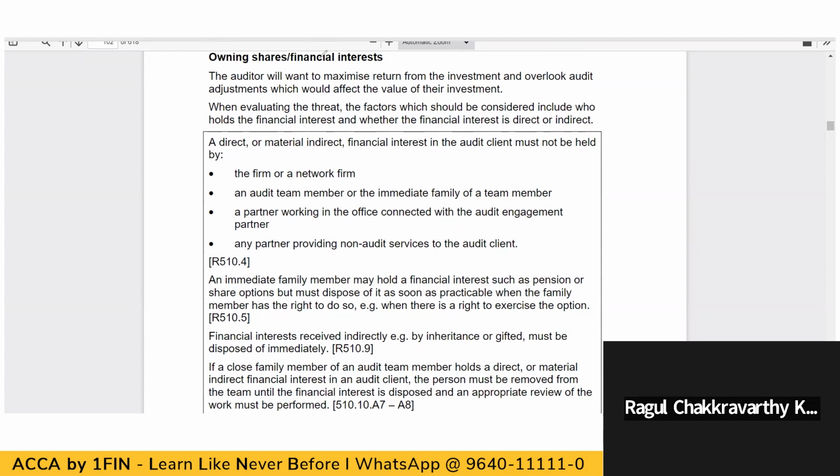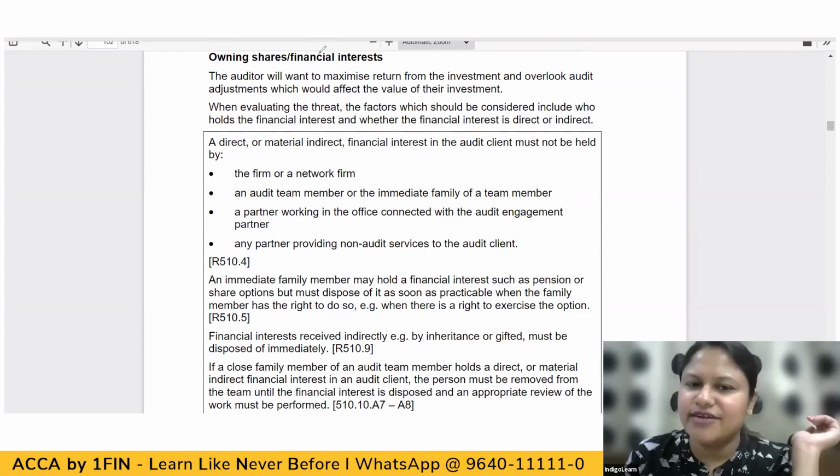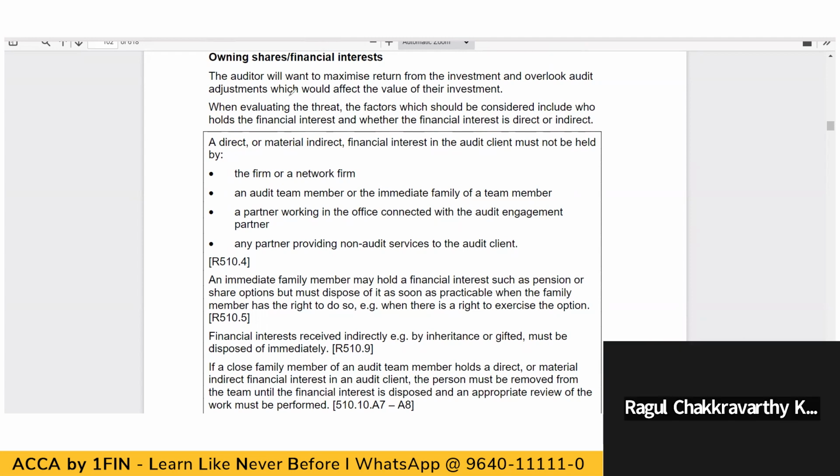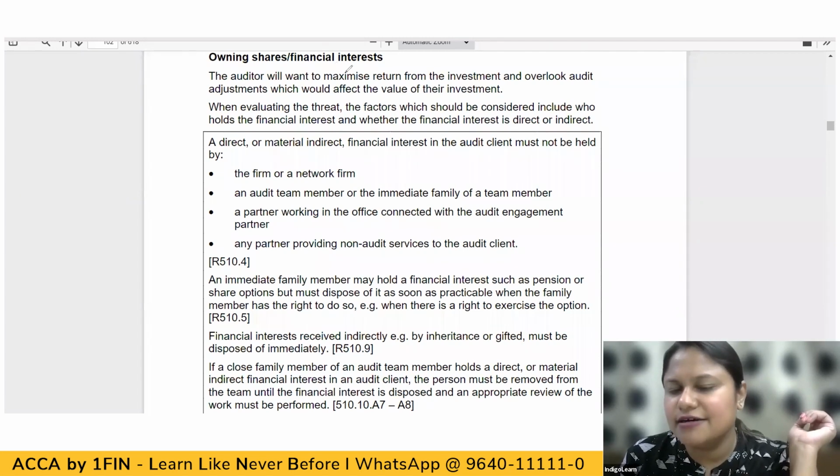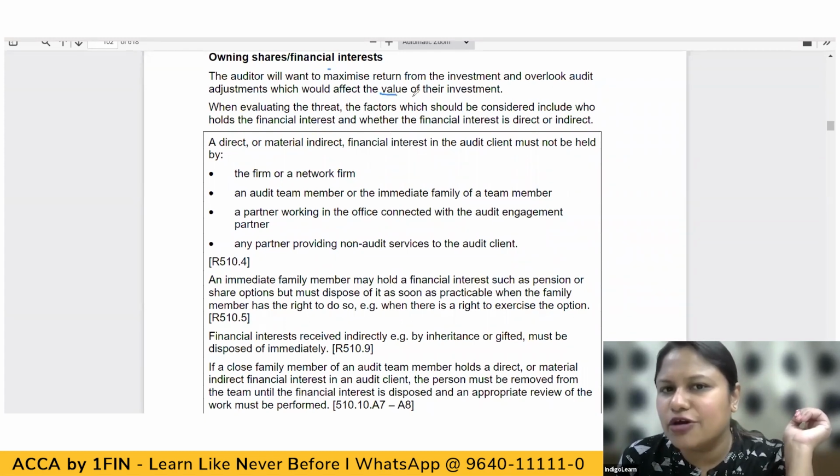Obviously, the firm must not own any interest in the company. Correct. That's a safeguard. Very simple. If it owns, it should not do the audit for that. Yes. Got it? The auditor will want to maximize return from the investment and overlook audit adjustments, which could affect the value of the investment.